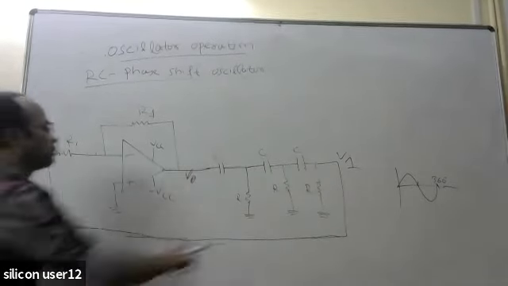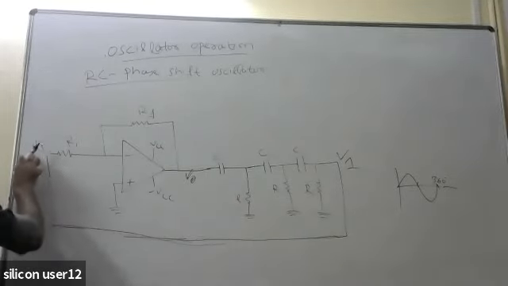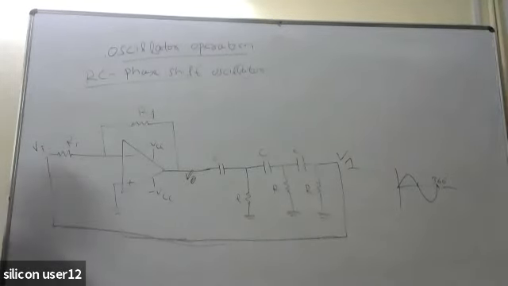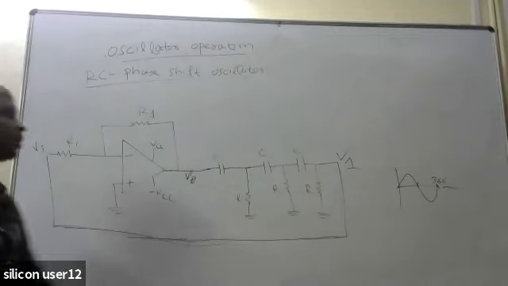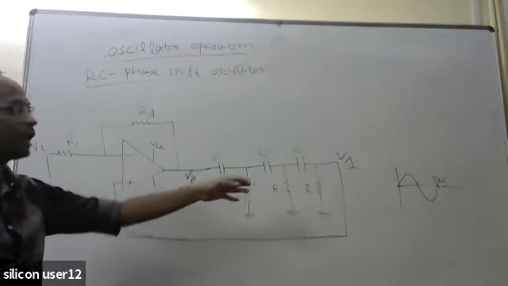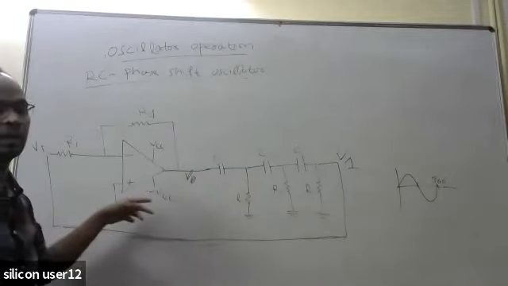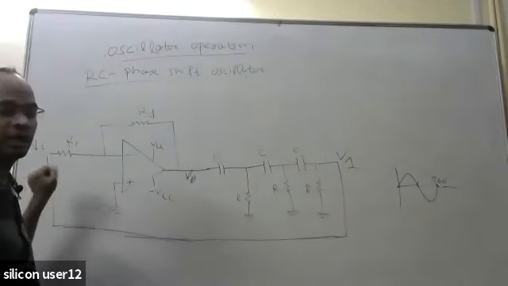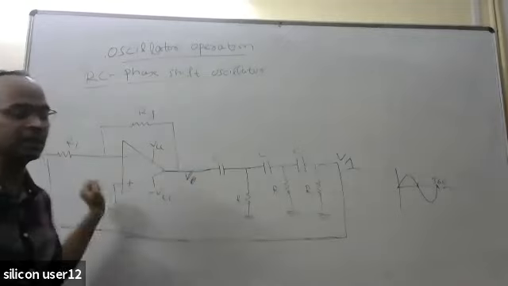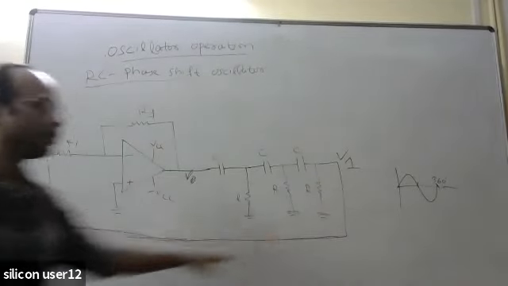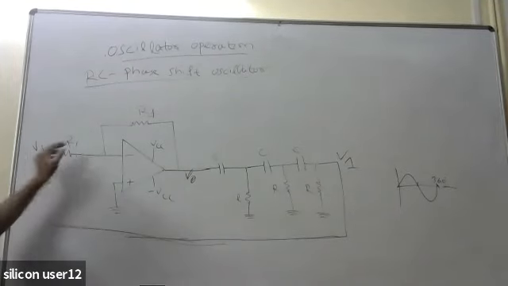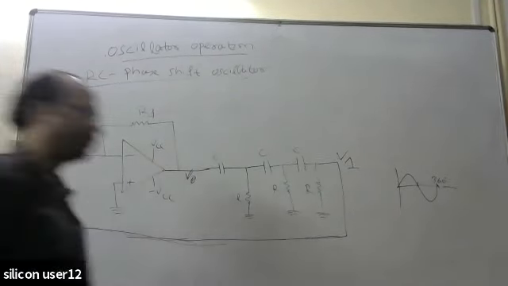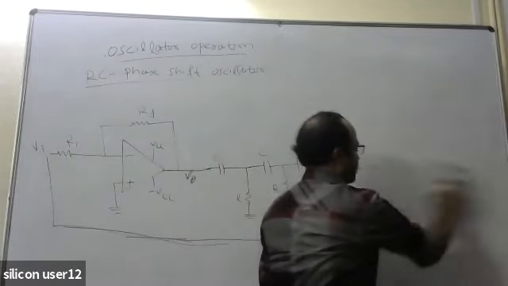So V1 is coming, and again it is applied to this input. That's why we know that an oscillator should work with a positive feedback network. Positive feedback means the output signal should be the same or similar in phase with the input signal. Since this is a total 360-degree phase shift, this output is in phase with this input, so it is a positive feedback. So here this output will work as an oscillator.